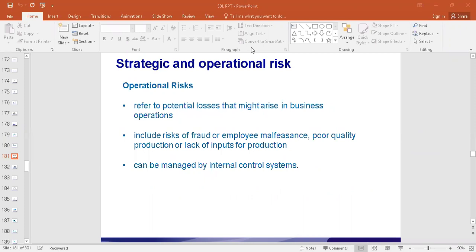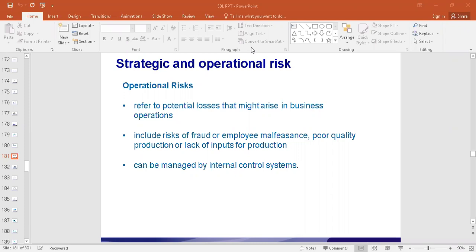Next one, operational risk. Operational is the implementation, so the day-to-day happenings of the organization. It refers to potential losses that might arise in business operations, including risk of fraud or employee malfeasance, poor quality production, or lack of inputs for production, which can be managed by an internal control system.